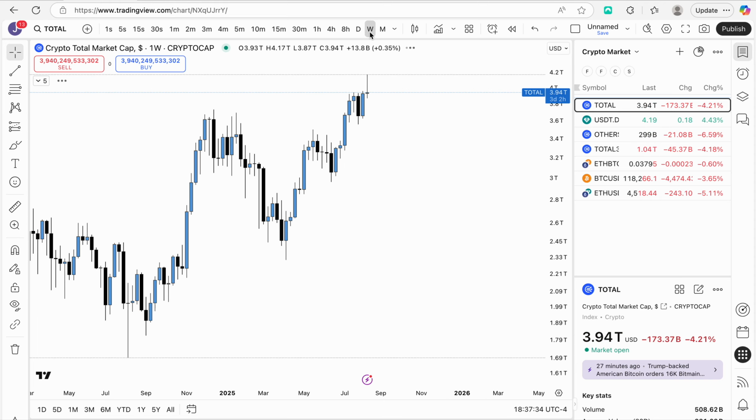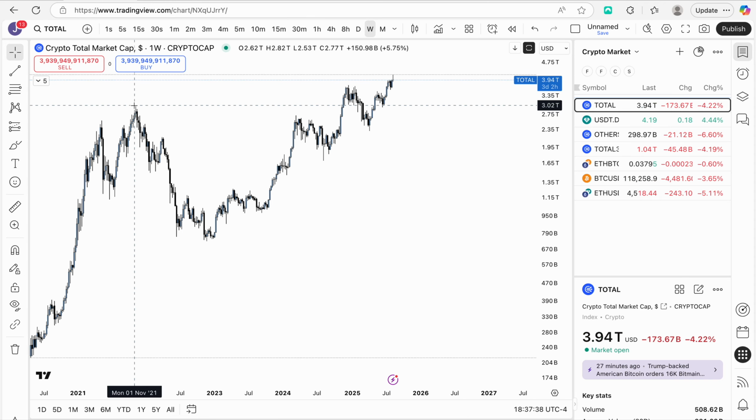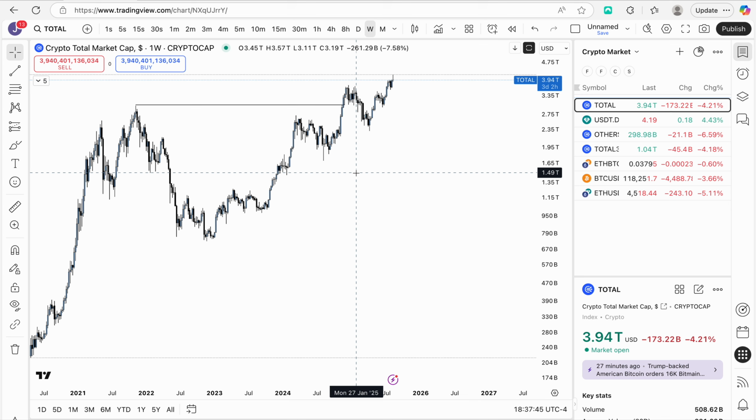So let's go down to a weekly time frame. You can see that this was the previous all-time high that we set in November of 2021, the last bull run here that was set. We've beaten that this time, put another low, and we're in the process of going higher.